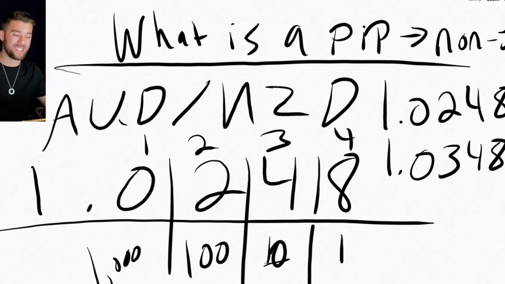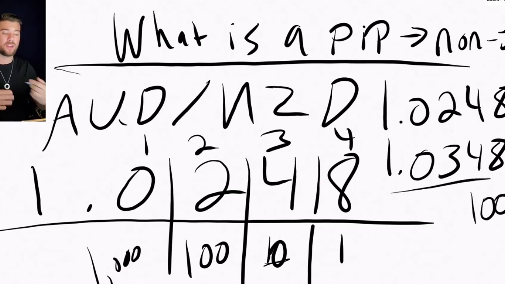But in this case of the Aussie New Zealand, from 1.0248 to 1.0348, which one of these numbers changed? It wasn't our ones at all, was it? Our ones was an 8, it's still an 8. It wasn't our 10s, it was a 4, it's still a 4. Was it our 100s? It was a 2, it is a 3. So therefore, this market moved 100 pips. Going from 2 to 3 would mean that we moved a total of 100 pips here on the Aussie New Zealand.